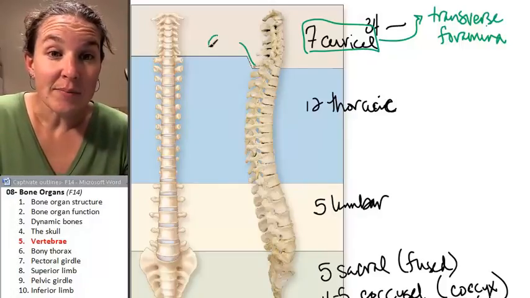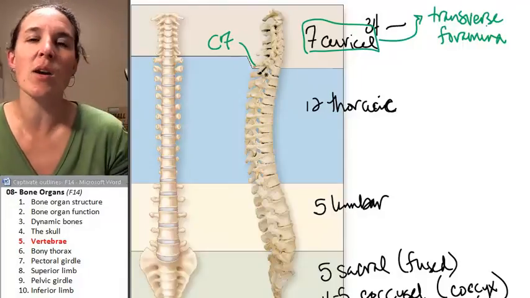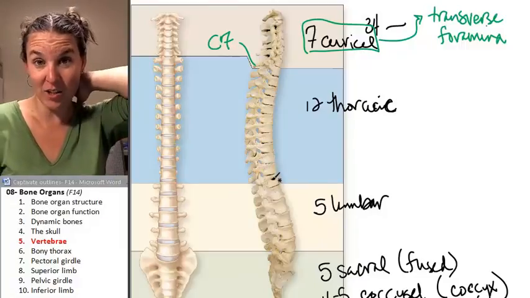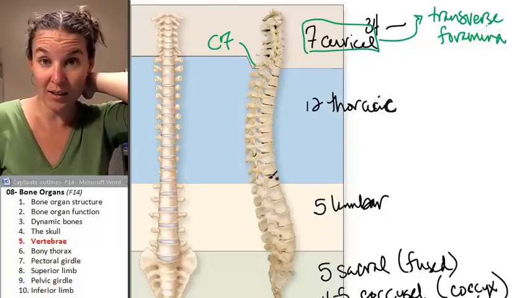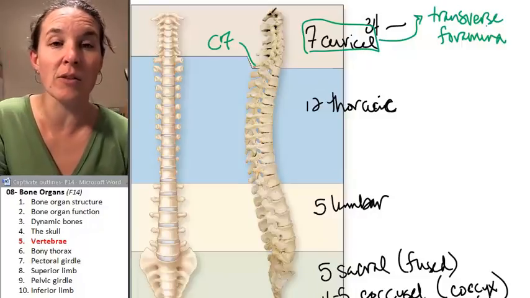C7, they're numbered. Our vertebrae are numbered. C7 is known as vertebra prominens. It has a big old spine. You can actually feel it on your back, and that's how you know you are at the last of the cervical vertebrae.